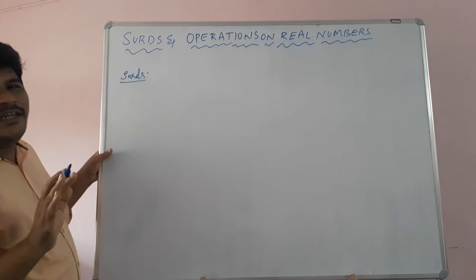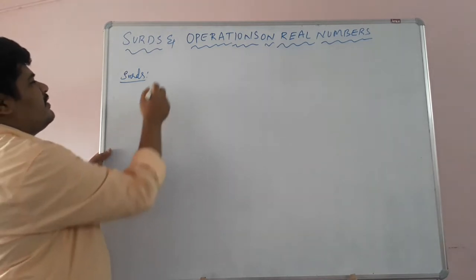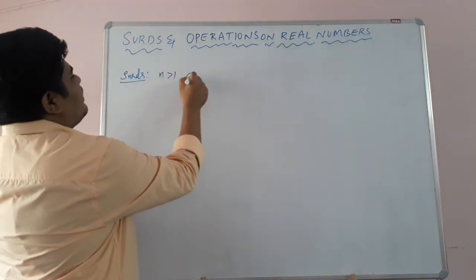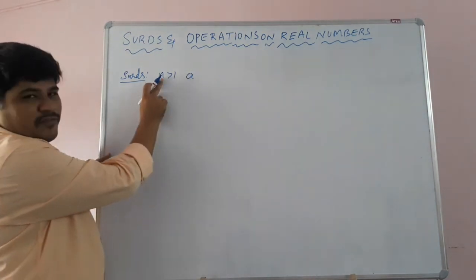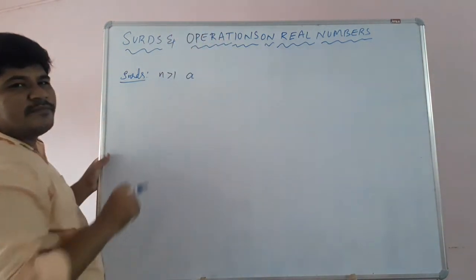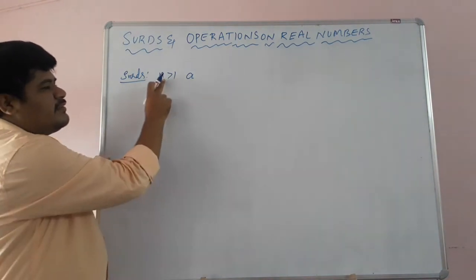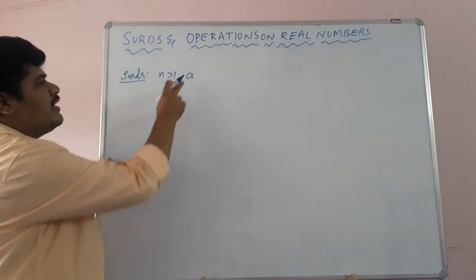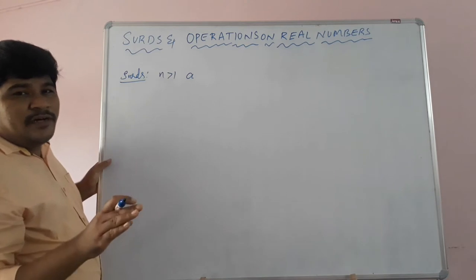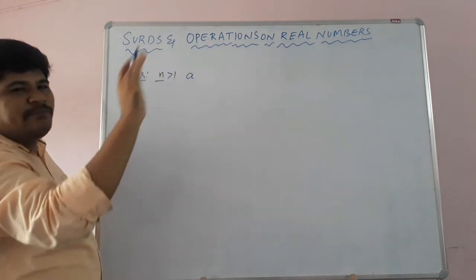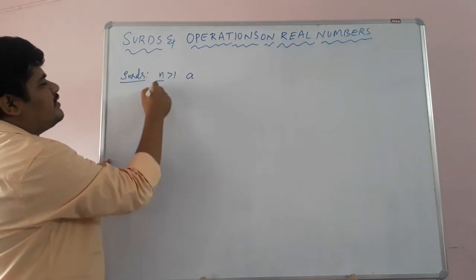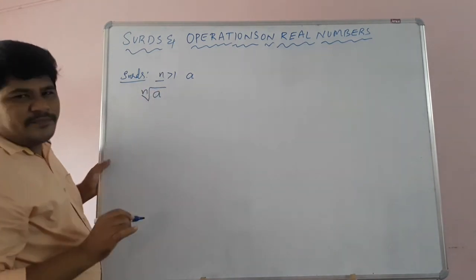If n is a positive integer greater than 1, and a is a positive rational number but it is not the nth power of another rational number, then in that case the nth root of a is said to be a surd.